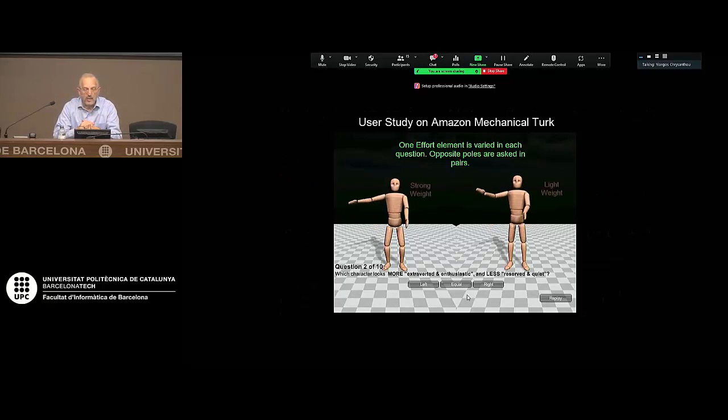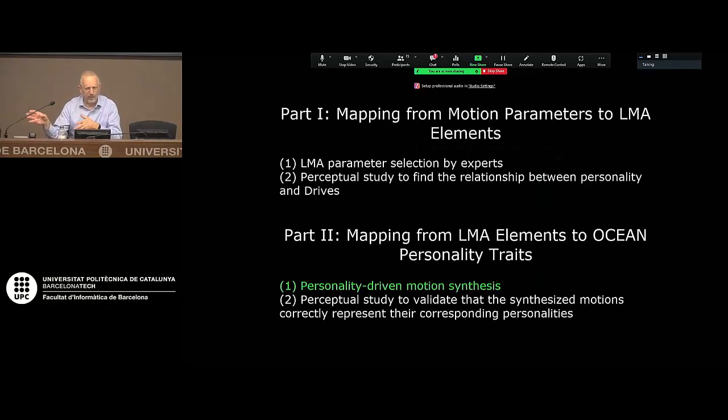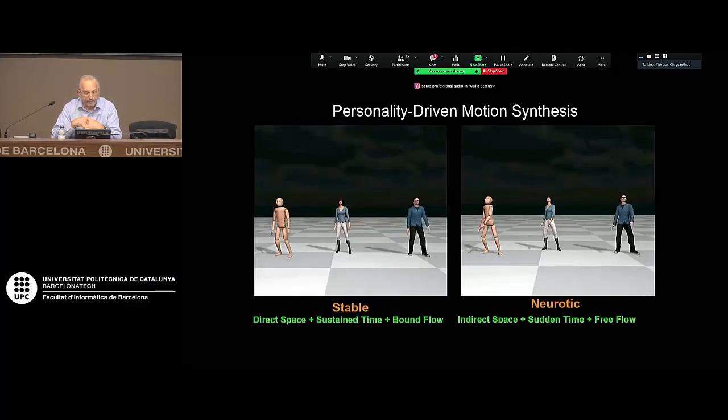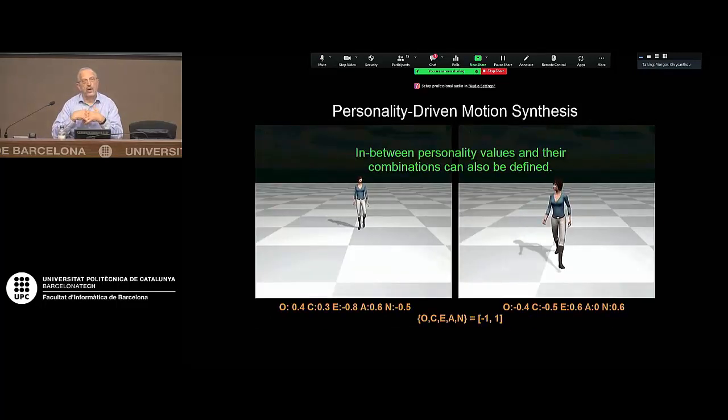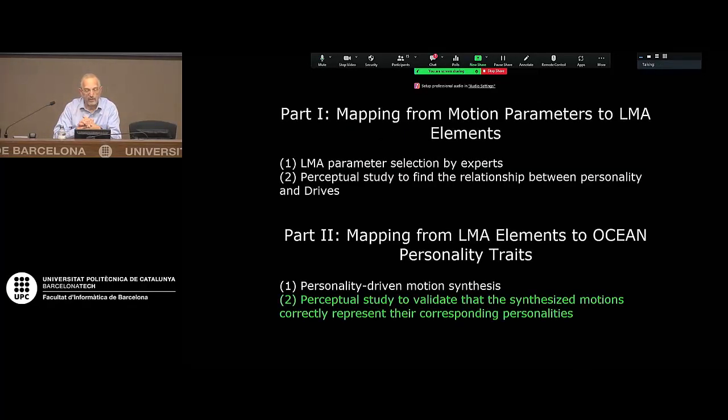The Amazon Mechanical Turkers saw the personality to LMA, but what they saw was actually words. So which character looks more extroverted, and which one looks more, I can't remember what the word is. Which one looks more calm, let's say. And so they would pick which animation they thought best represented it. So we built the two transformations that way, and now we could compose them. So if we want a character that looks neurotic, for example, there were then settings from LMA that would give those motion qualities to the character. So if we just randomly assign personalities to characters, we can create variation.